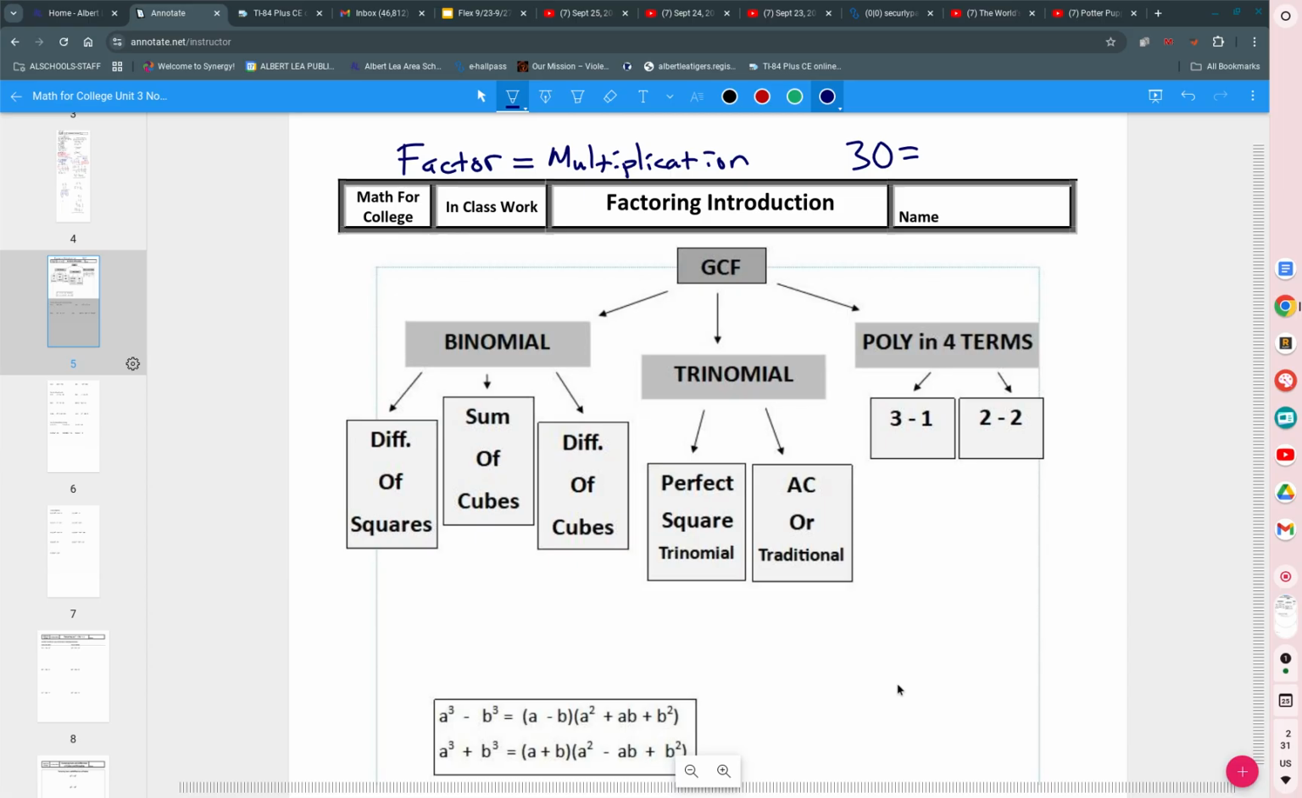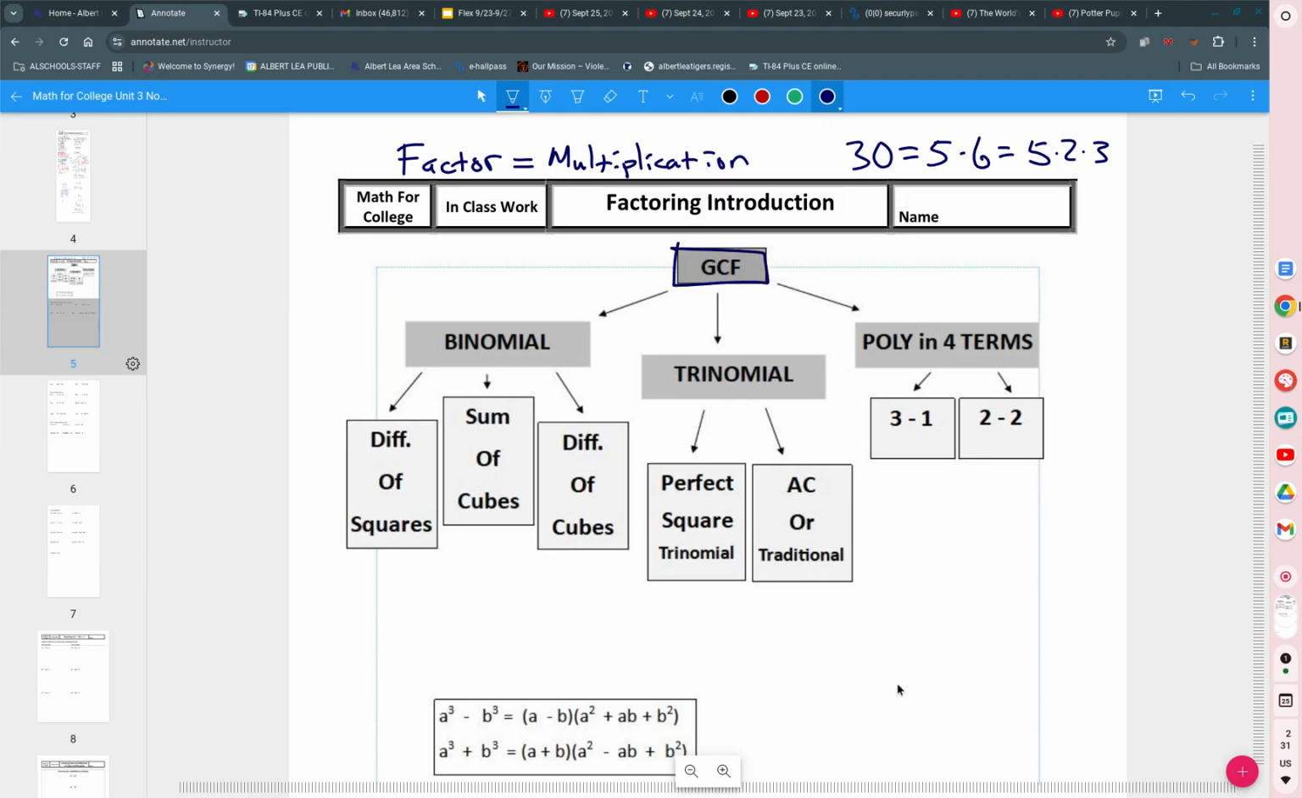For example, 5 times 6. Or in other words, 5 times 2 times 3. That we refer to as the prime factorization. Now we can deal with numbers in that way, it's no big deal, but what about algebraic expressions? They too can be factored, and we always start with this thing called a greatest common factor.